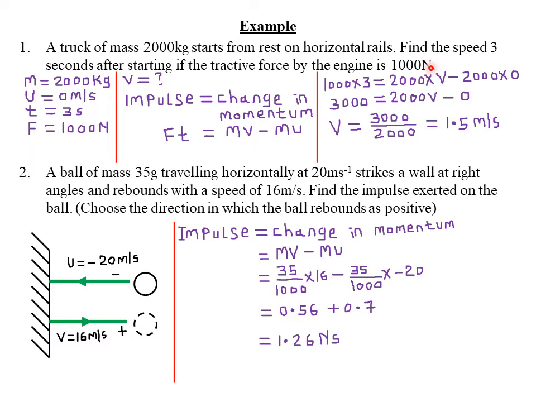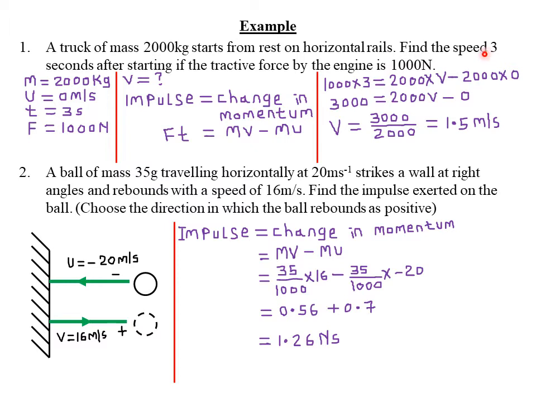As usual, we just identify the quantities provided by the question. We are told that a truck of mass 2000 kilograms, so we note a mass of 2000 kilograms, starts from rest. That means the initial velocity is 0, because from rest means the body is stationary or not moving. Therefore the starting velocity u must be 0 meters per second, on horizontal rails.